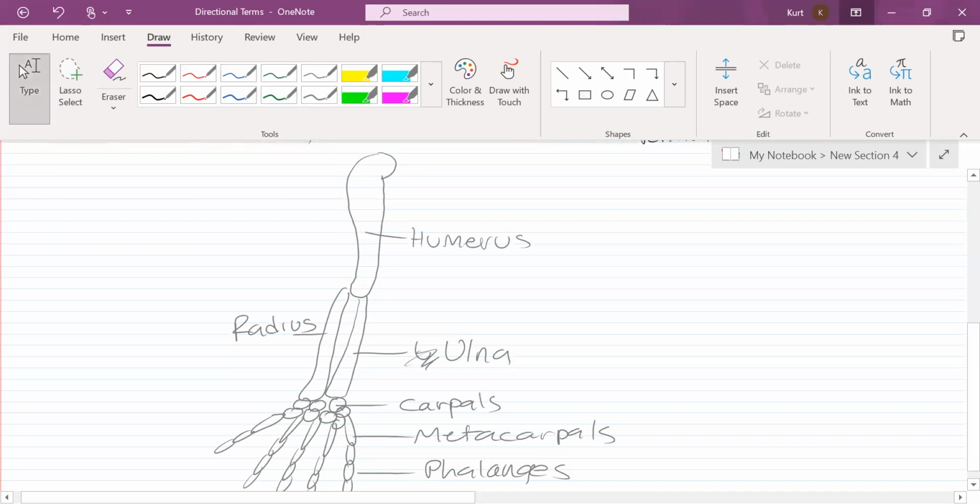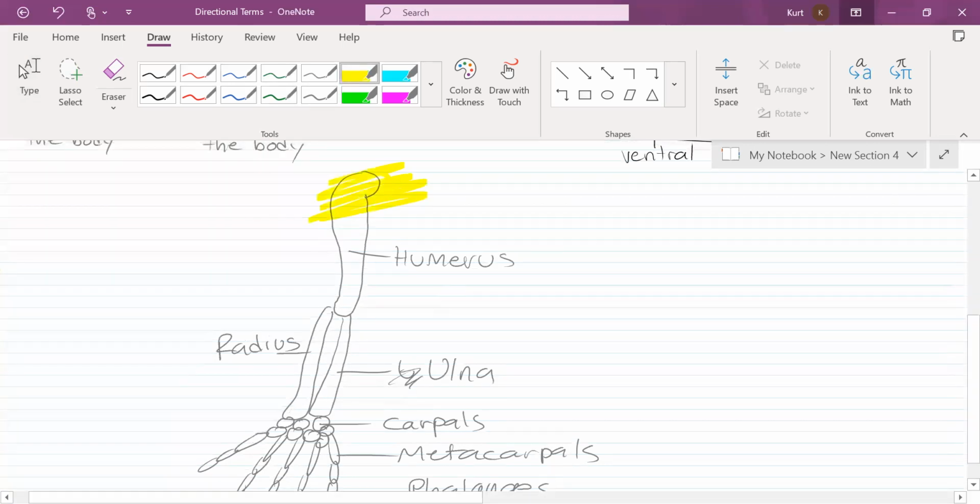Now, I want to focus in on this part for all of you in class right here, right where your humerus clicks into your shoulder. Would you call this the proximal end of your humerus or the distal end of your humerus? Humerus right here. That's the proximal end. What would you call the distal end? What body part?